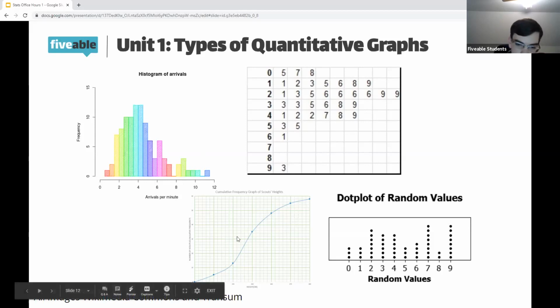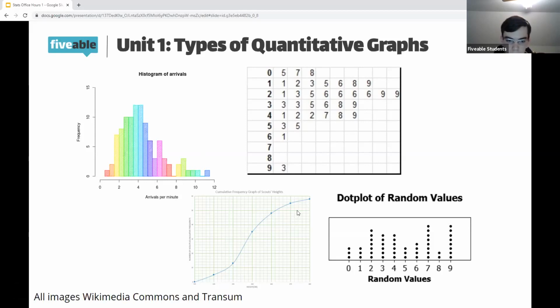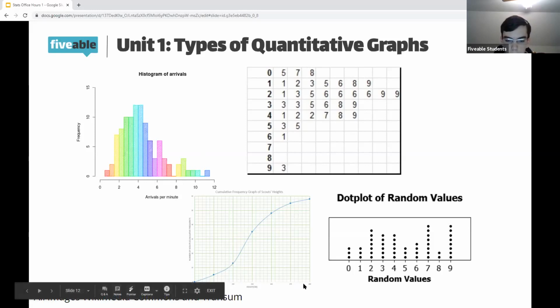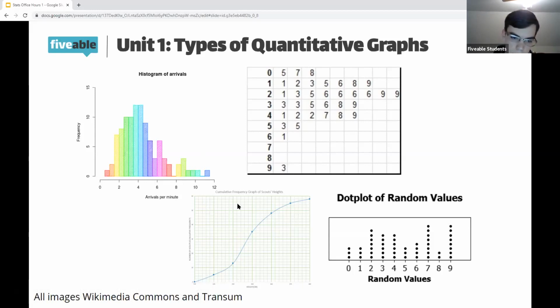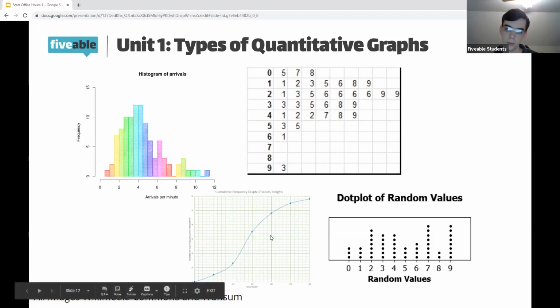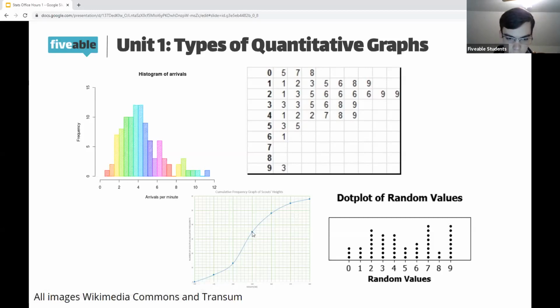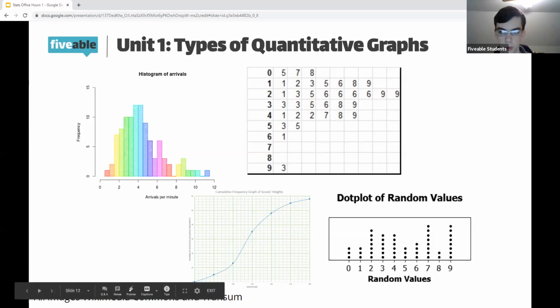Then down here, we've got a cumulative frequency graph, which shows whatever we're measuring here, and then the frequency on the y-axis up to the total. Why it's called a cumulative frequency graph is because it shows how many are up to that point. So if we look at this graph, for instance, of the heights of Boy Scouts, we can see that at 150 centimeters, about 35 out of the total 60 are below that height.